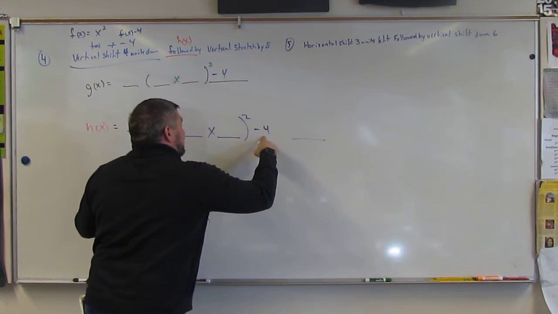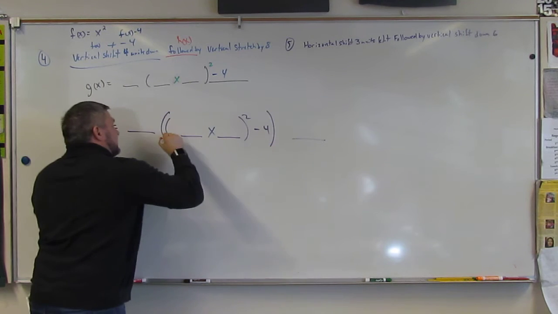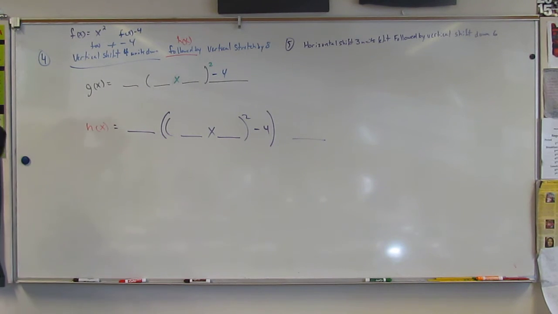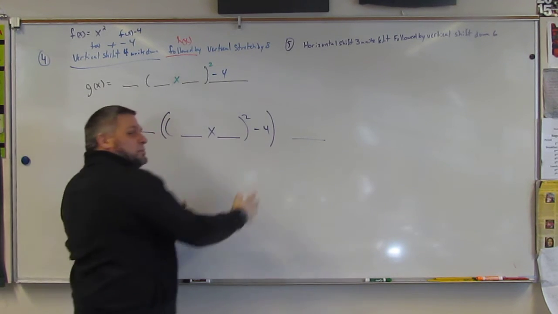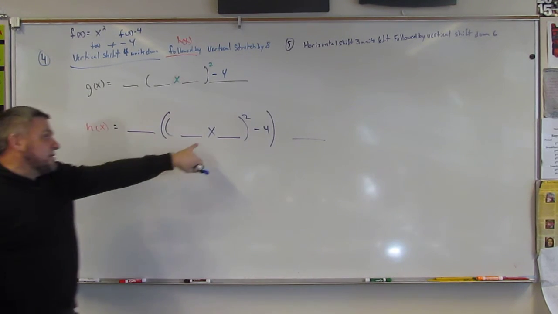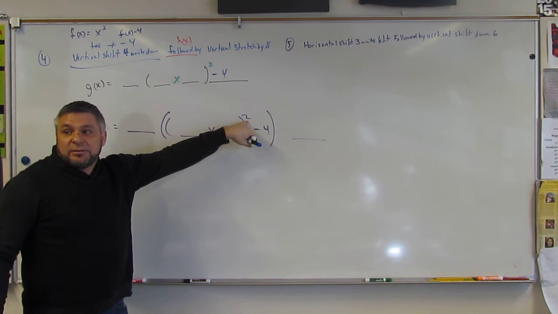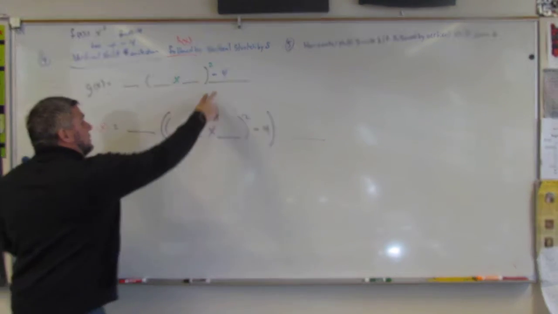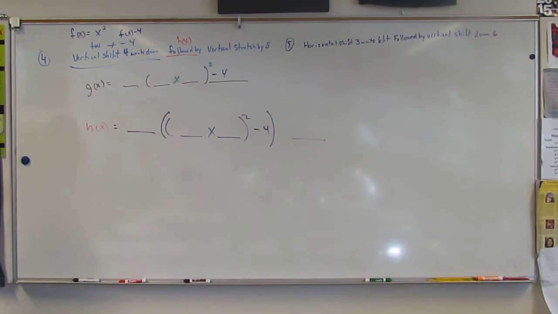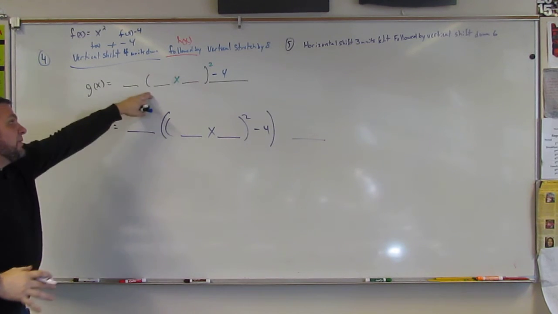But because I have to put this minus 4, now I have to do this. I have to say that's that function now. That's the function. Okay? But it has nothing to do with inside the square. It's outside. Okay? But now I still treat this the same as I treated it before.